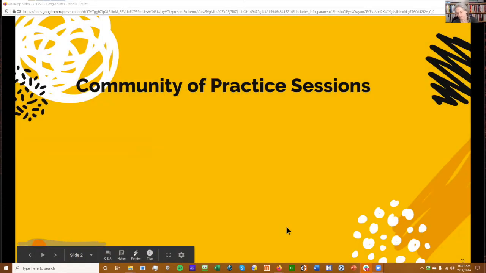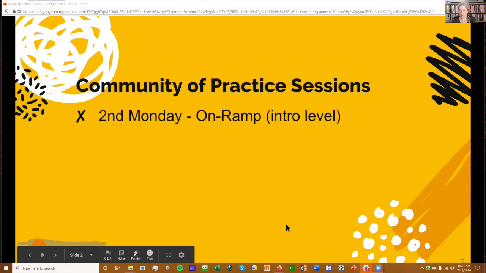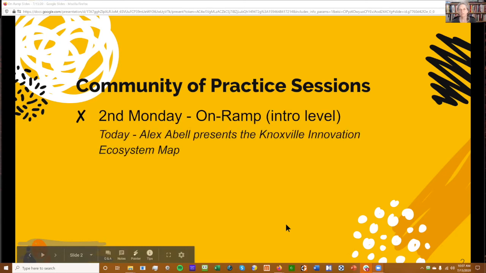This is the first in a monthly series of community of practice sessions. The first one is this one, the on-ramp, which is an introductory level. It's for people who just want to see each other's maps. They're used to mapping, but they want to see each other's maps just to get ideas, like Jim is here in that kind of a capacity. But it's also for people who've never seen a social system map, because it's kind of hard to really get what's going on with one without actually seeing one. So this is, as I said, an intro.